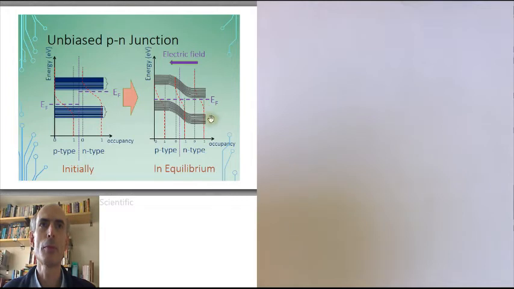At this point, we have a slight positive charge on this side of the junction and a slight negative charge on this side of the junction, and that results in an electric field at the junction itself. It's caused by the electrons dropping down from the conduction layer of the n-type to the valence layer of the p-type across the junction.